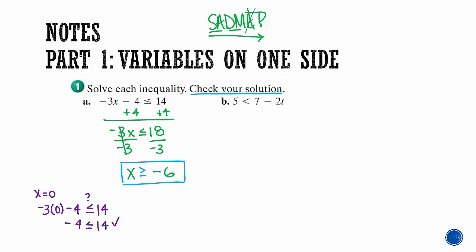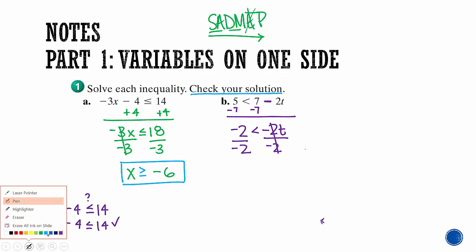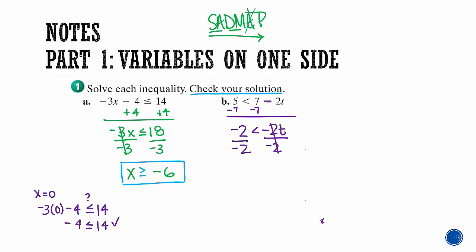So this next one, same situation, we want to get the t by itself. So I have to undo this 7 here. And I know there's a minus here, but that's minus the 2t. So this 7's positive. So to undo it, I'm going to subtract 7 from both sides. So I get negative 2 is less than negative 2t. And then divide both sides by negative 2. So again, I divided by a negative number. I'm going to have to change the direction of the inequality. This will give me positive 1 is greater than t.